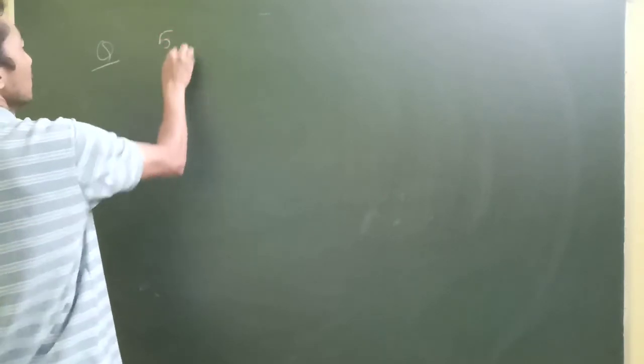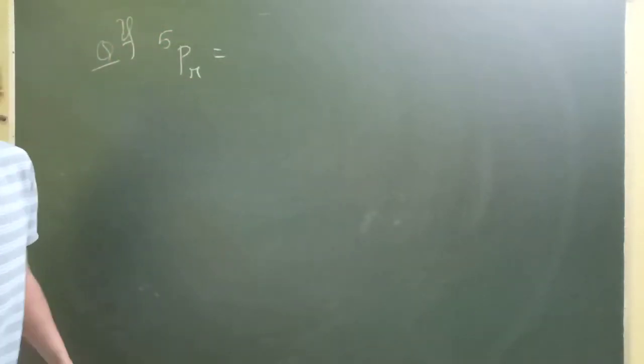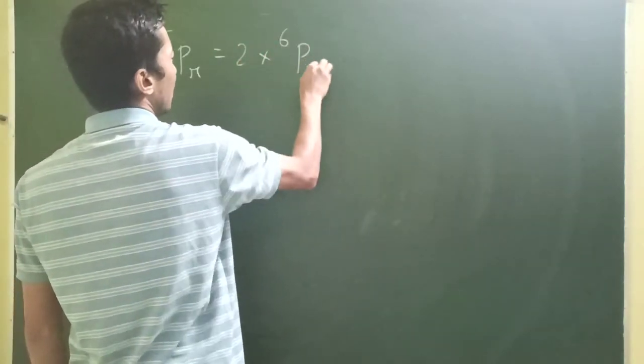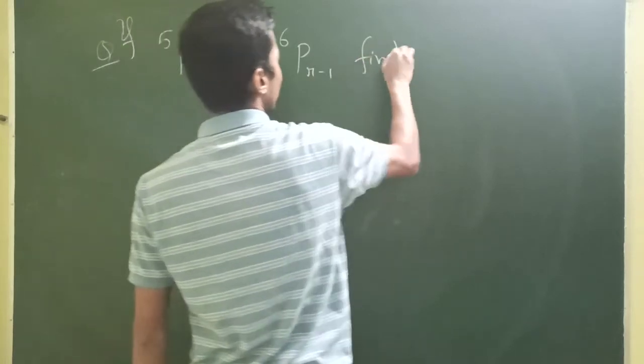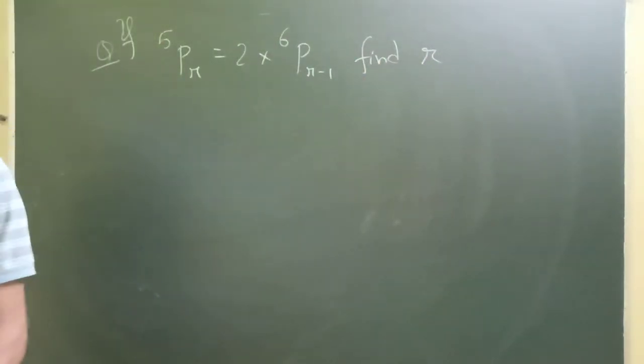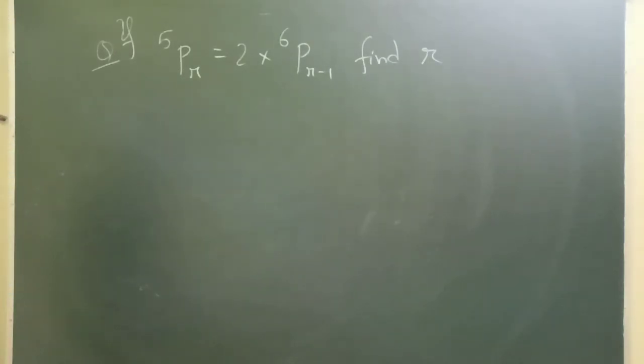5PR. If 5PR is equal to 2 into 6PR minus 1, then the question is find R. Last question. Then the question is find the value of R. Let's solve.